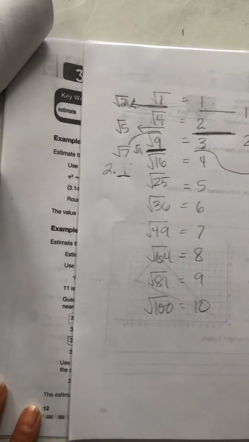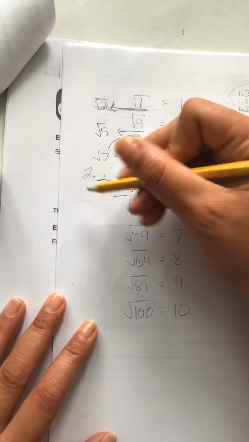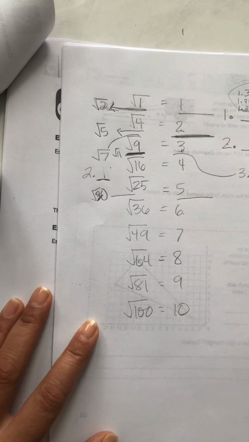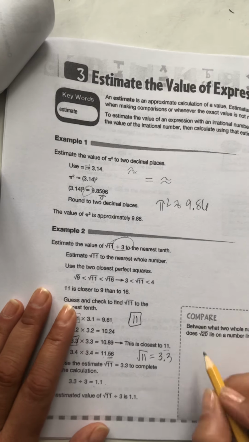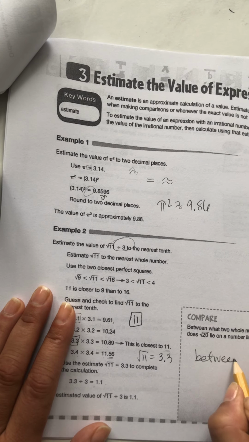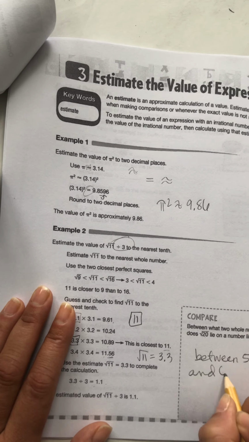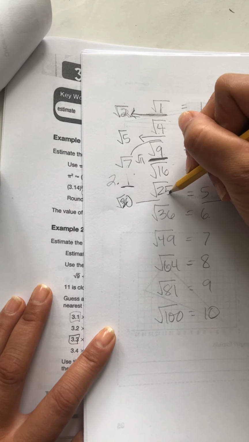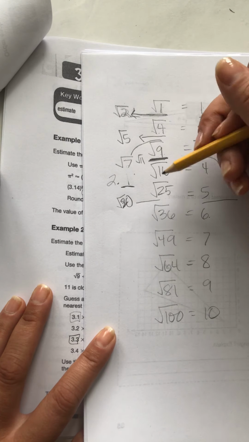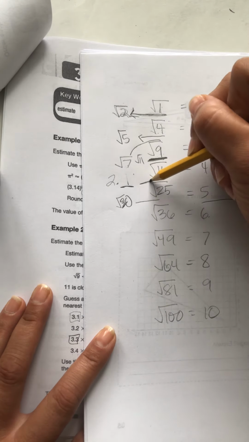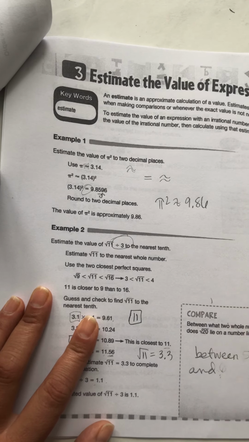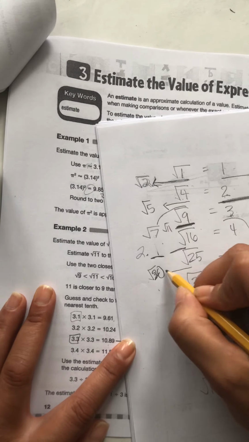Between what 2 whole numbers does the square root of 20 lie on the number line? So we look back at our chart, and the square root of 20 falls here, which is in between 5 and 6. So between what 2 whole numbers? Between 5 and 6. And because the square root of 20 is a little bit closer to the square root of 5 than it is, well, no, sorry, it falls right here, between 4 and 5. Between 4 and 5. Sorry, it goes up here.